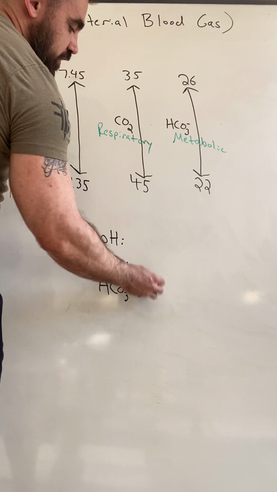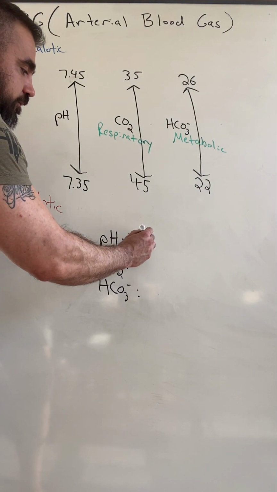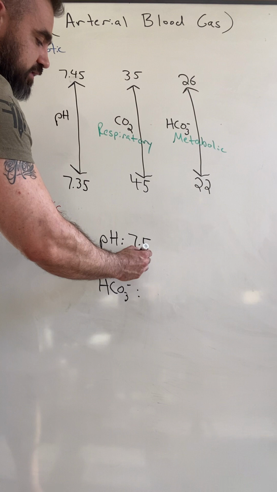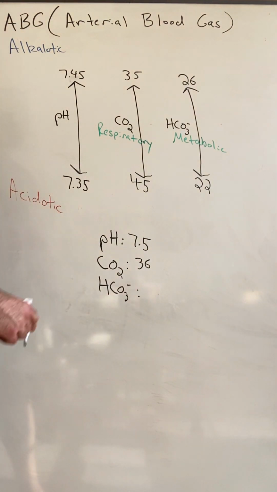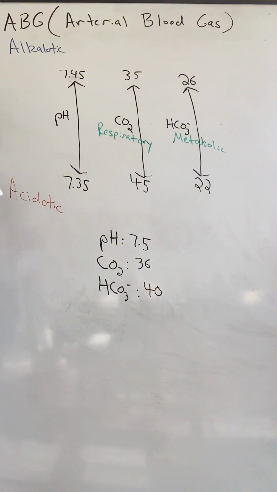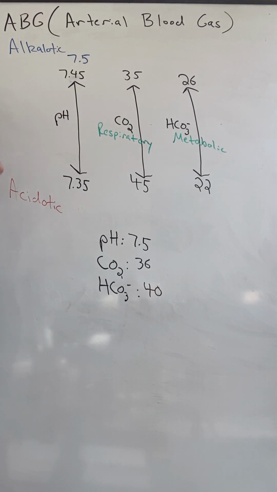Let's get some new numbers. Let's say our pH is 7.5, our CO2 is 36, and our bicarb is 40. Let's map this out. The pH is 7.5. Well, that's going to be up here, which represents alkalosis. So we have an alkalosis.